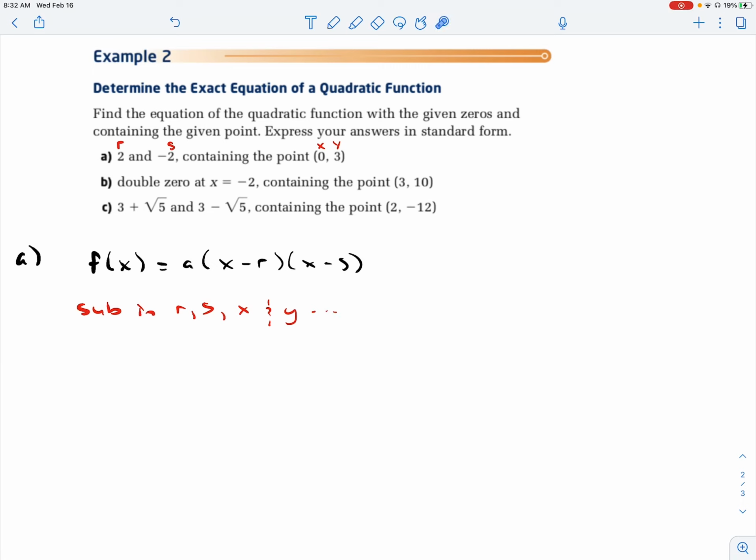So in my next line, I'm going to sub in r, s, x, and y. I'm going to sub all four of those things into this equation. And if you're wondering, what's y in this equation? I know x is here, but if you remember, f of x replaces y, right? f of x just means y. So let's go ahead and do that substitution.